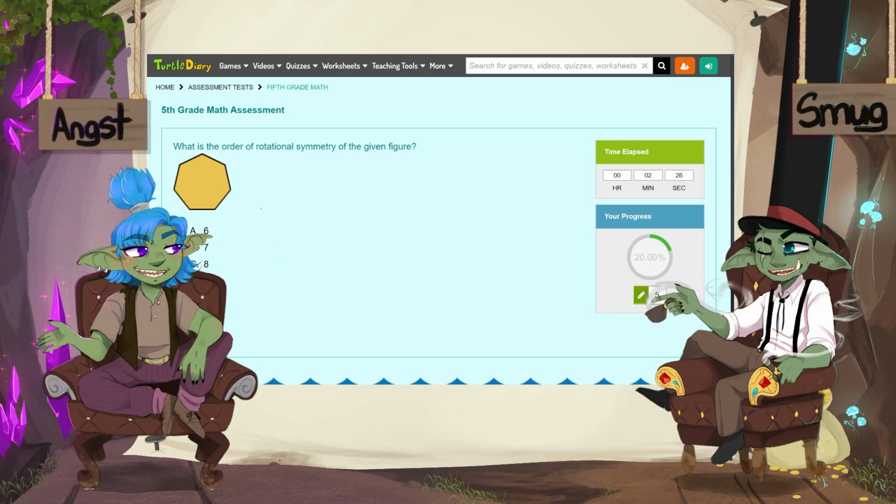What is the order of rotational symmetry of the given figure? What? Okay, I unironically don't know this one. I have no idea what I'm looking at. The order of rotational symmetry of the given figure. Okay, how many times is it symmetrical? What does it mean by the order? I don't know what that means. I don't know what I'm looking at. I'm struggling to understand.